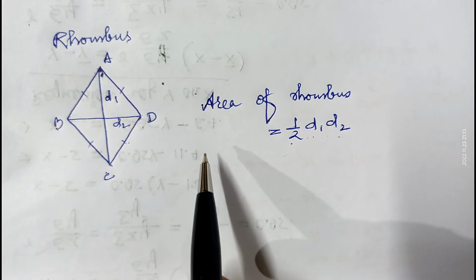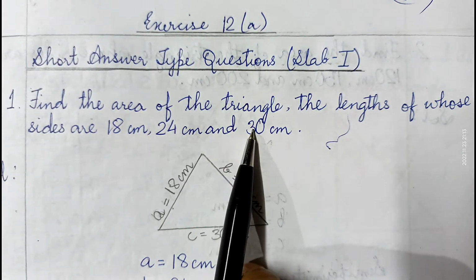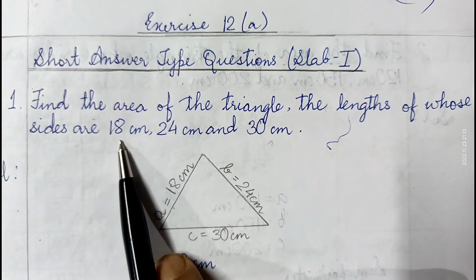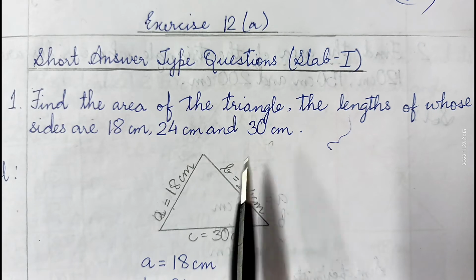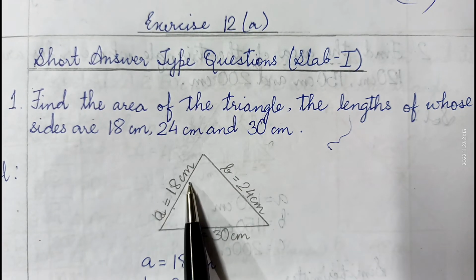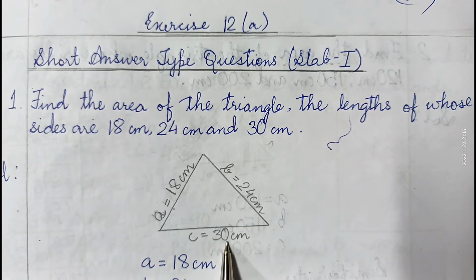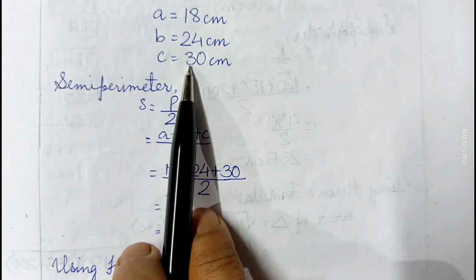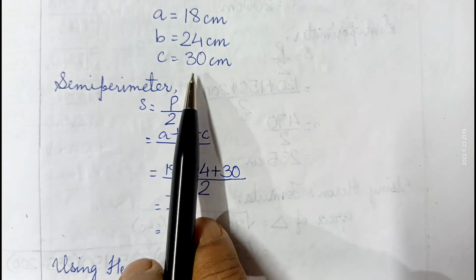Now I am going to start sums of 12A. In 12A, first question is find the area of the triangle, the length of whose sides are 18 cm, 24 cm and 30 cm. We can consider one triangle. We can consider let small a equal to 18 cm, small b equal to 24 cm and small c equal to 30 cm. In this sum, three sides are given but height is not given. So we have to use Heron's formula to find the area.